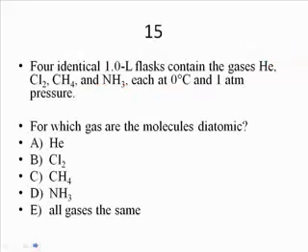Then for which gas are the molecules diatomic? Okay, you have to run 5 laps around the school if you missed this question. The answer is B. Diatomic means it has 2 atoms of the same type in the molecule, and chlorine is the diatomic gas among those listed.